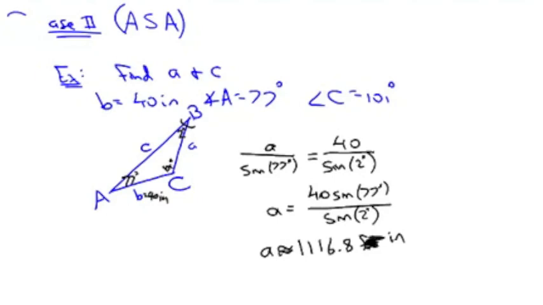Alright, what other side can I find? You can find your C. Find C, so you go C over sine of 101 is equal to your B, which is exact. The exact one is 40 over sine of 2, and then of course that would be 40 sine of 101 over sine of 2. That gives 125.1 inches, and this is C, approximately.